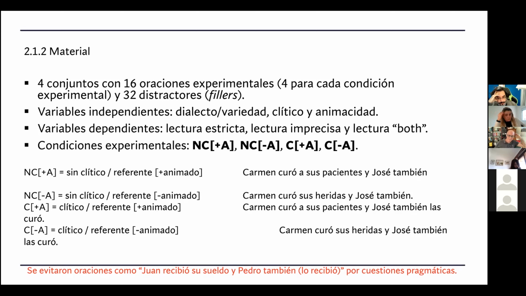Se evitaron oraciones como «Juan recibió su sueldo y Pedro también lo recibió» por cuestiones pragmáticas.